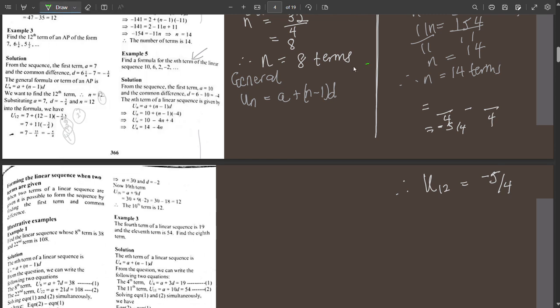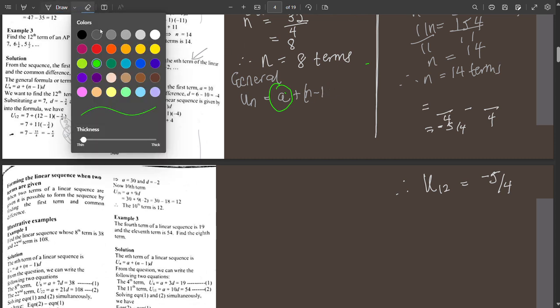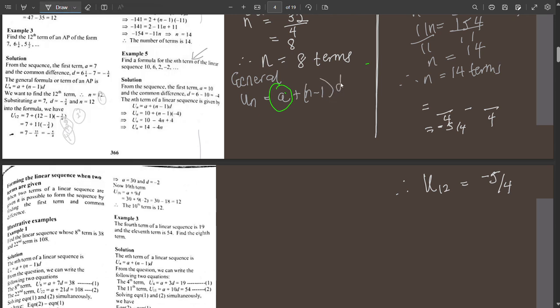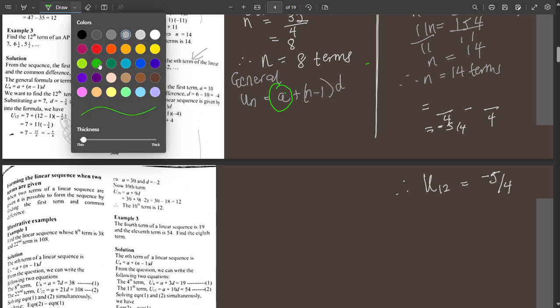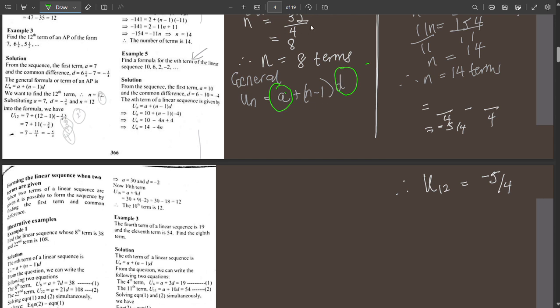So let's see which of these variables are constants. A is constant for every sequence. For every sequence, its first term doesn't change. D is also constant. So these are the constants that we'll be filling in, A and D. N is a variable because as this changes, n will be changing. But apart from n, A and D will be constant for this particular sequence, right?